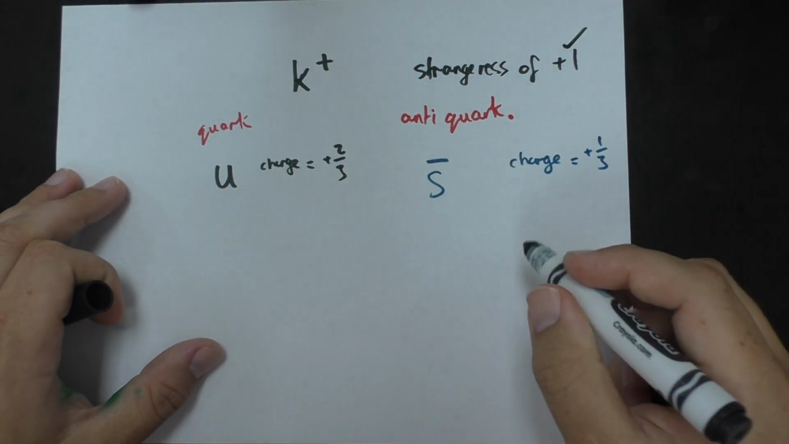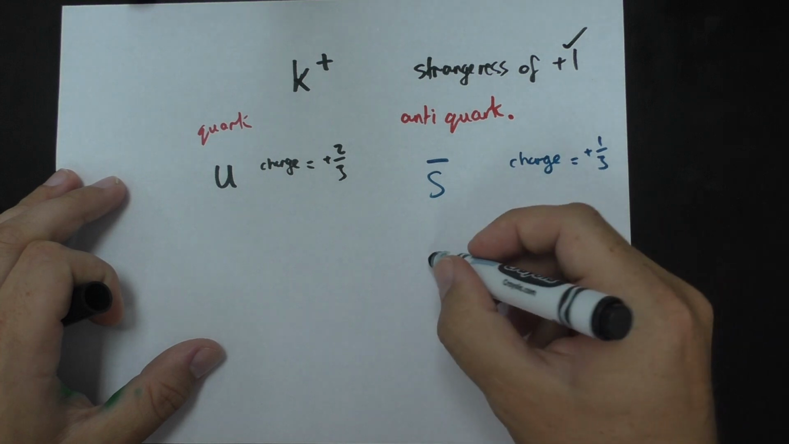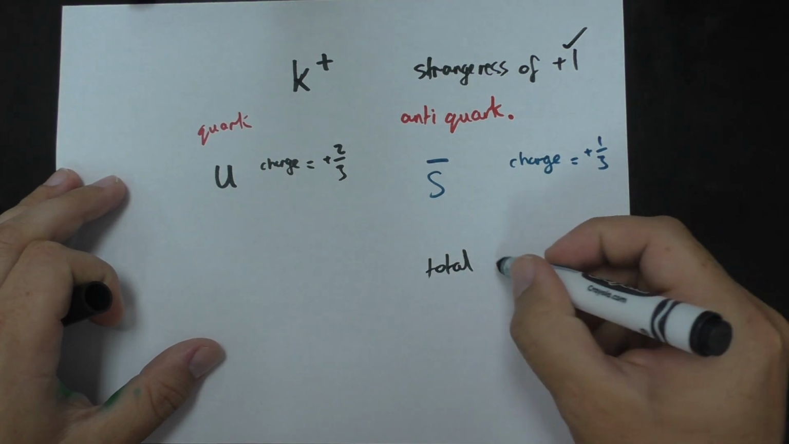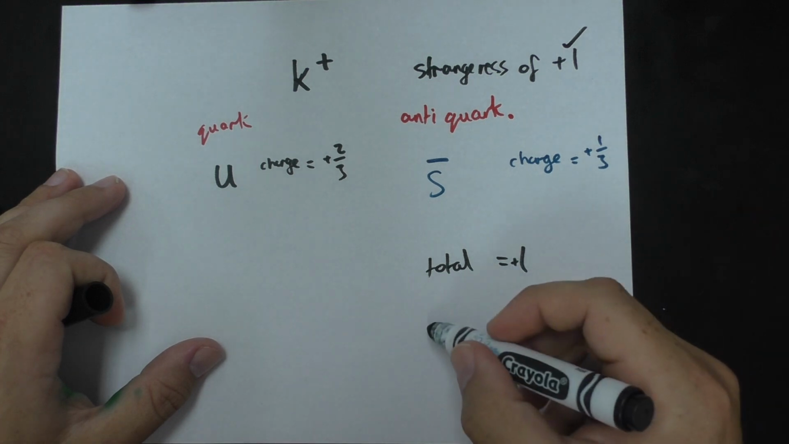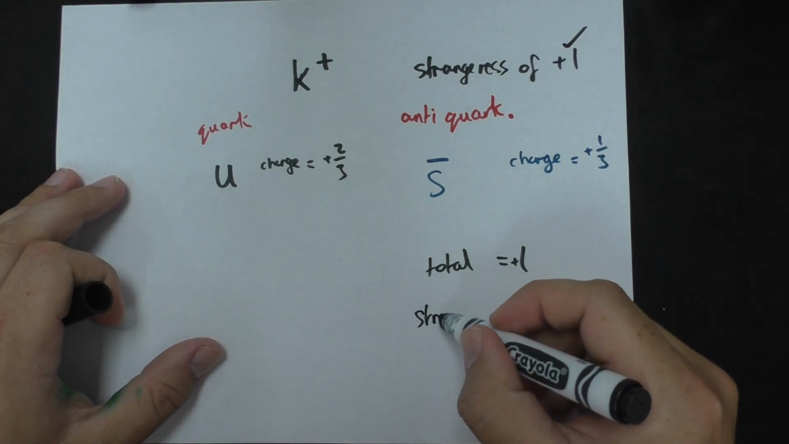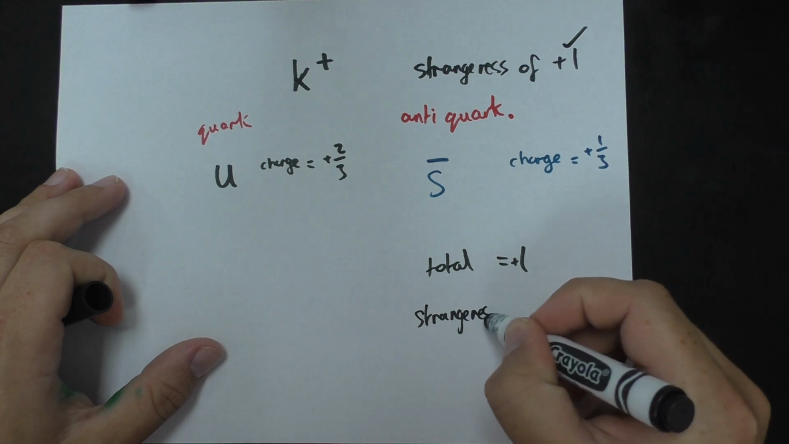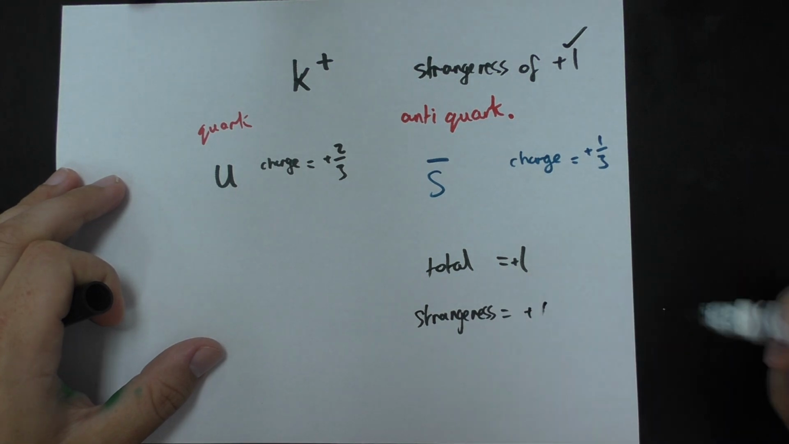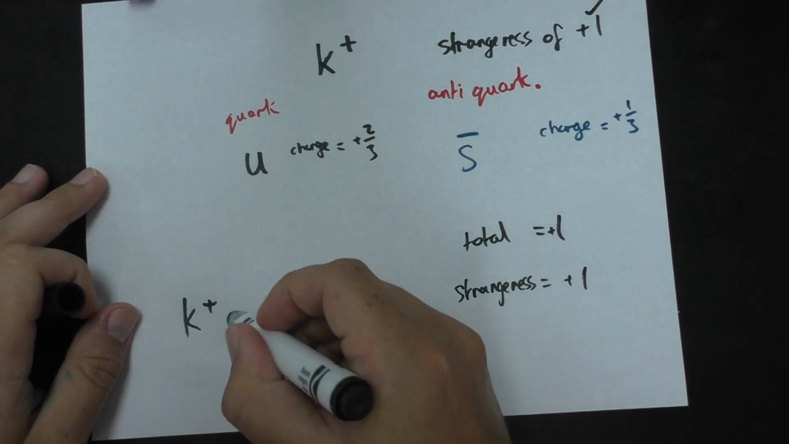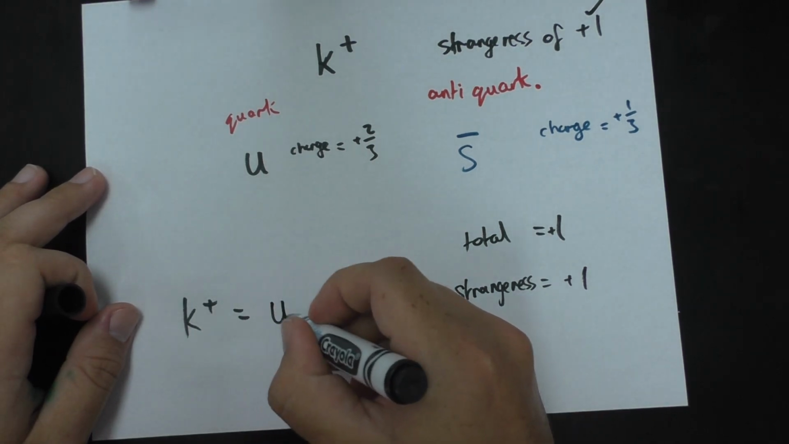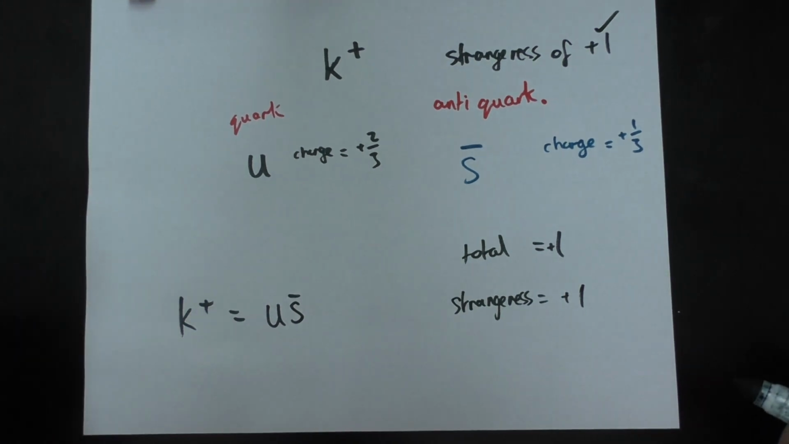When we add those together, we get a total charge equal to +1. We also have fixed the strangeness, because that also has a strangeness of +1. So we can say that a kaon exists as an up anti-strange meson.